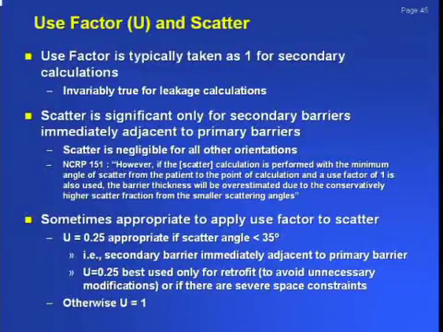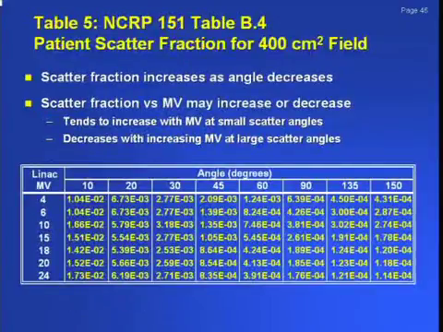Use factor is typically taken as 1 for secondary barriers, and the scatter is significant only for secondary barriers adjacent to your primary barrier. Scatter is basically negligible in all other directions. So if you're going to make a calculation, look at that barrier that's immediately adjacent to your primary. You really don't have to worry about patient scatter on the others, but we typically calculate everything out just to prove that. So again, patient scatter calculations, this is how it comes out.